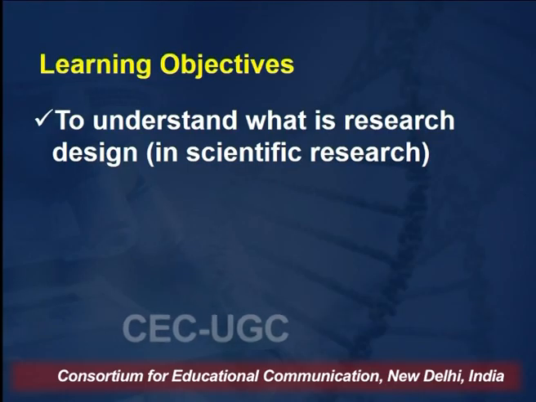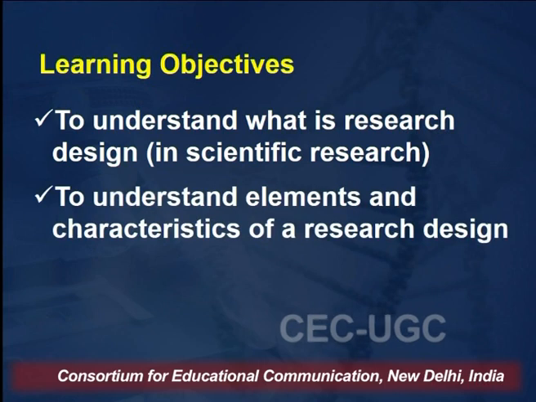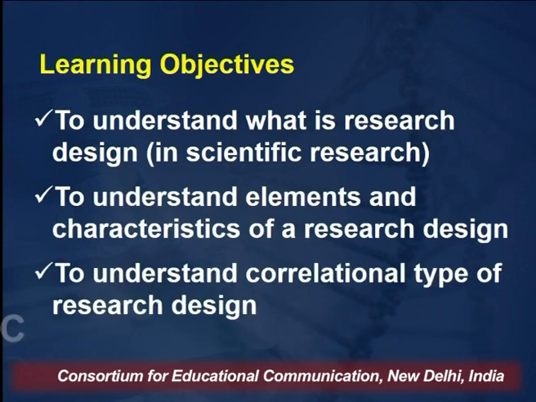The learning objectives for the session would be to understand what is research design, particularly in scientific research, to understand the elements and characteristics of a research design, and we will also look at certain types of research design. We will probably do today the correlational type of research design.